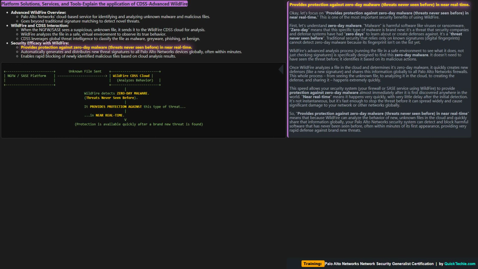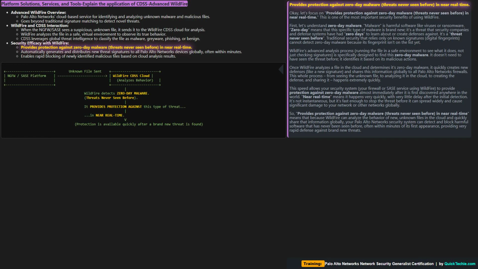Okay, let's focus on provides protection against zero-day malware, threats never seen before, in near real time. This is one of the most important security benefits of using WildFire. First, let's understand zero-day malware. Malware is harmful software like viruses or ransomware. Zero-day means that this specific type of malware is brand new. It's a threat that security companies and defense systems have had 0 days to learn about or create defenses against. It's a threat never seen before.